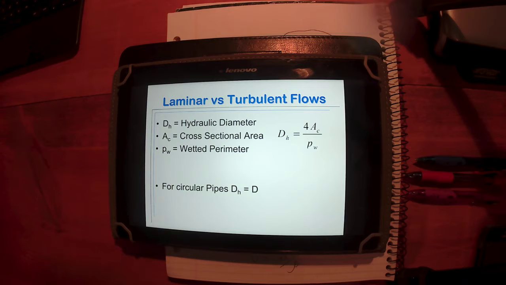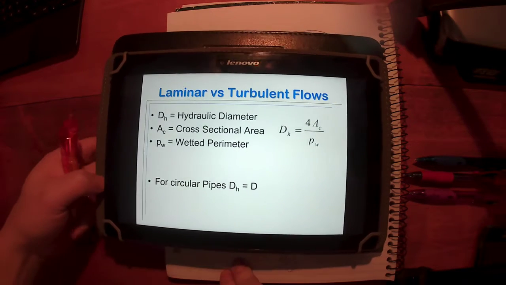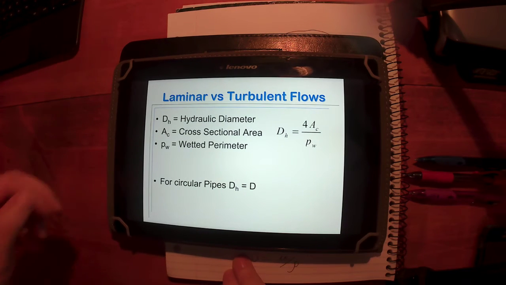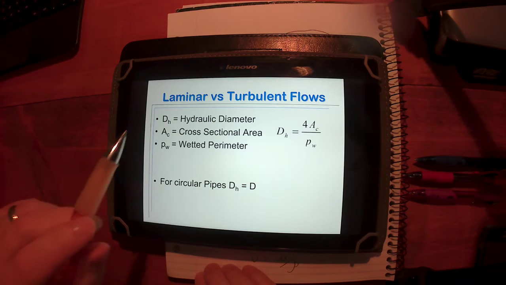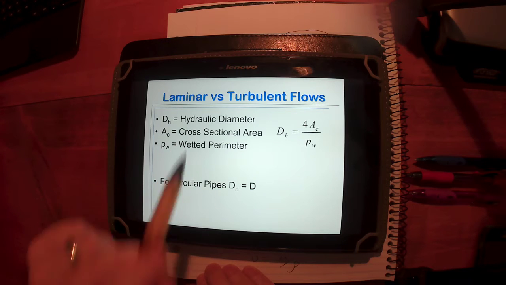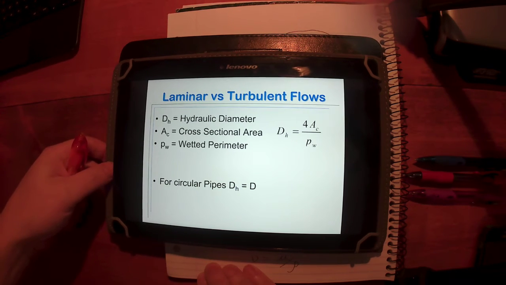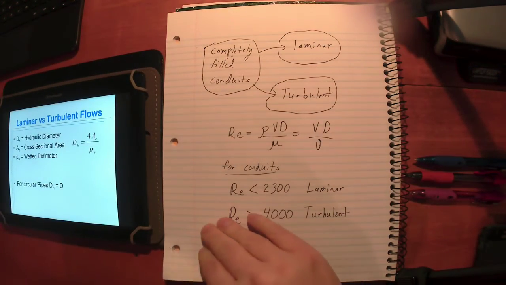Okay. Now, this D, this hydraulic diameter, a characteristic length as I've been calling it, that's a term you'll hear later on, especially in heat transfer. You'll hear that term, characteristic length. For us, this characteristic length, when we're talking about conduit flow, it's normally this hydraulic diameter, right? And you can see here there's a formula for hydraulic diameter. That's 4 times the cross-sectional area divided by the wetted perimeter.